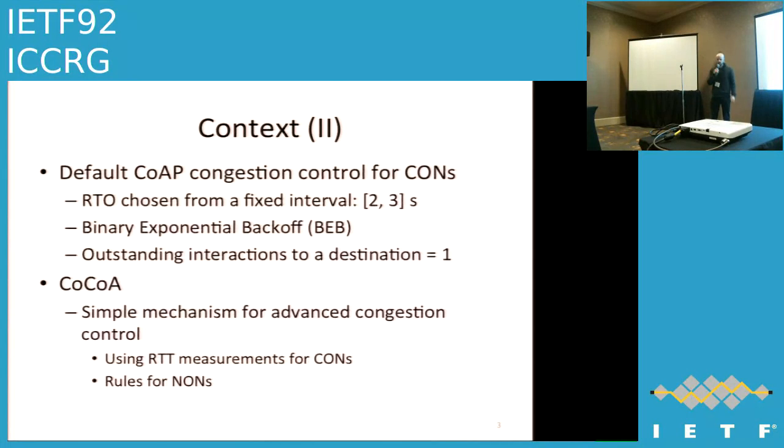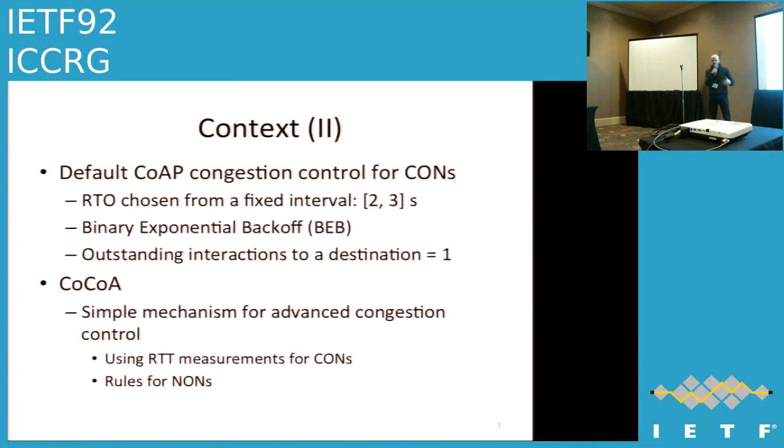So the base CoAP specification defines a basic, simple mechanism for congestion control for the transmission of confirmable messages, and the RTO for new confirmable messages is just chosen from a fixed interval randomly between 2 and 3 seconds. When the RTO expires, the new RTO value is calculated by applying a binary exponential backoff, and on the other hand, the number of outstanding interactions to a given destination is by default limited to 1.